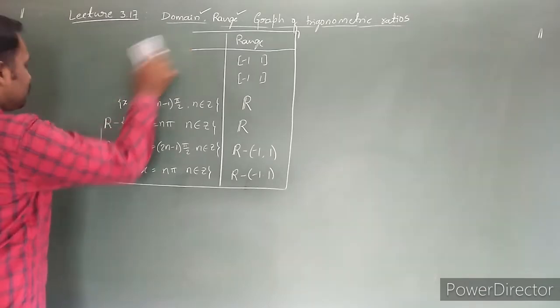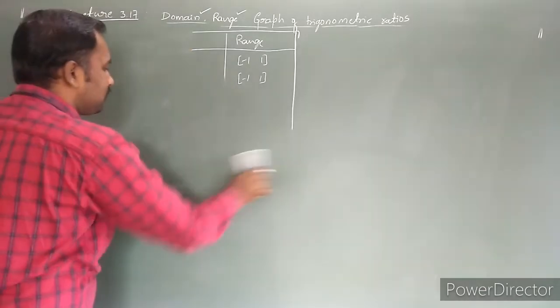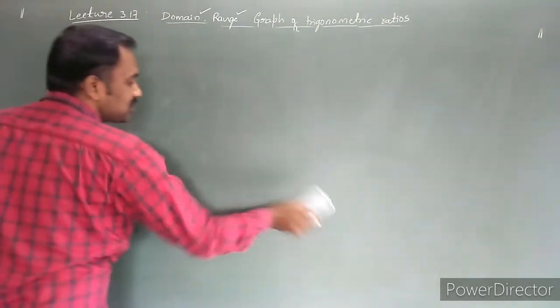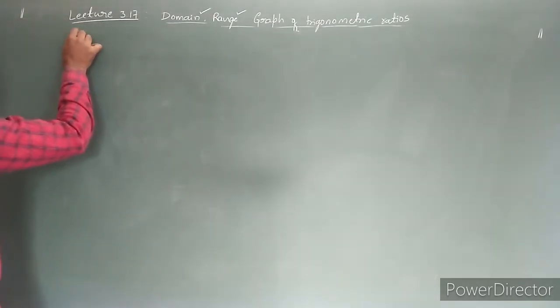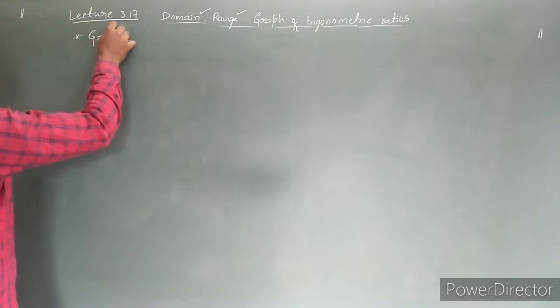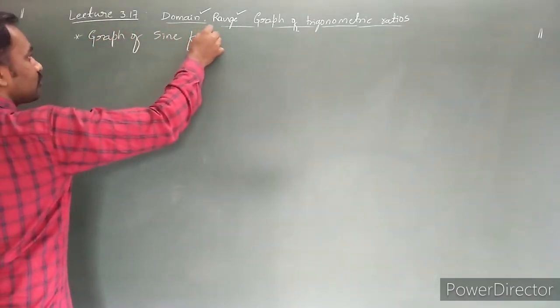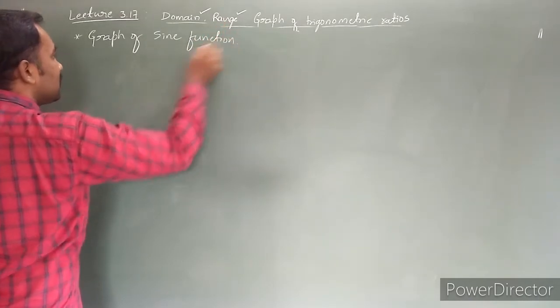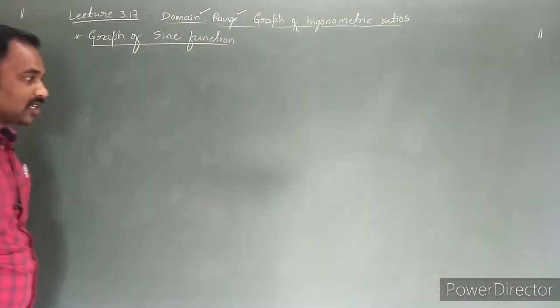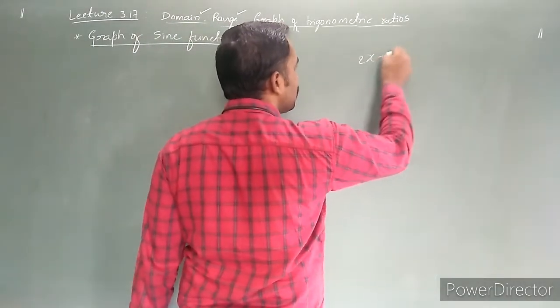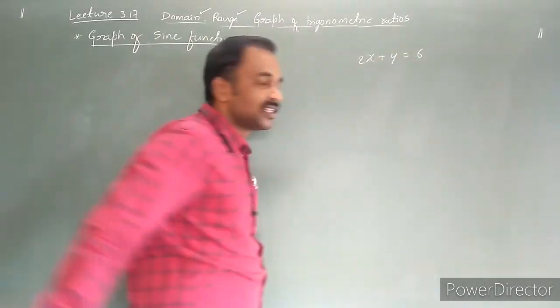Now let's move to the graph of the function. What is the graph of the 6 trigonometric functions? First of all, the graph of the sine function. As you already know how to draw a graph, for example, 2x plus y is equal to 6.